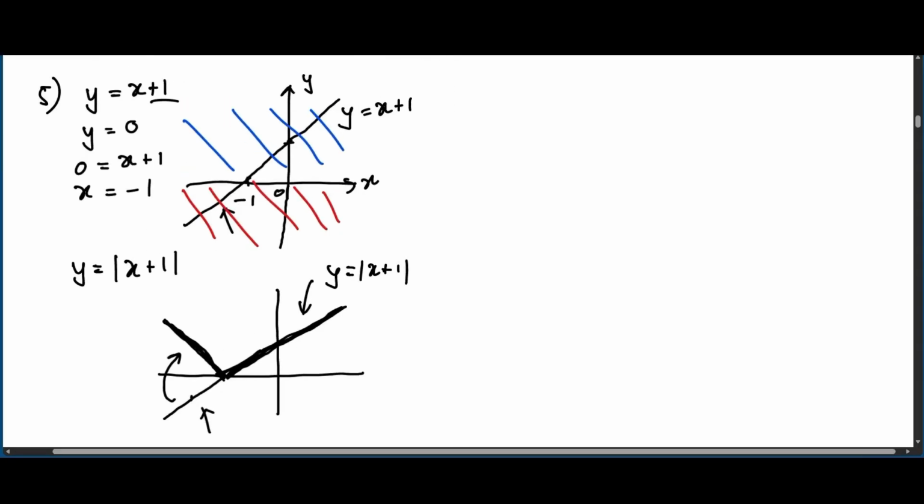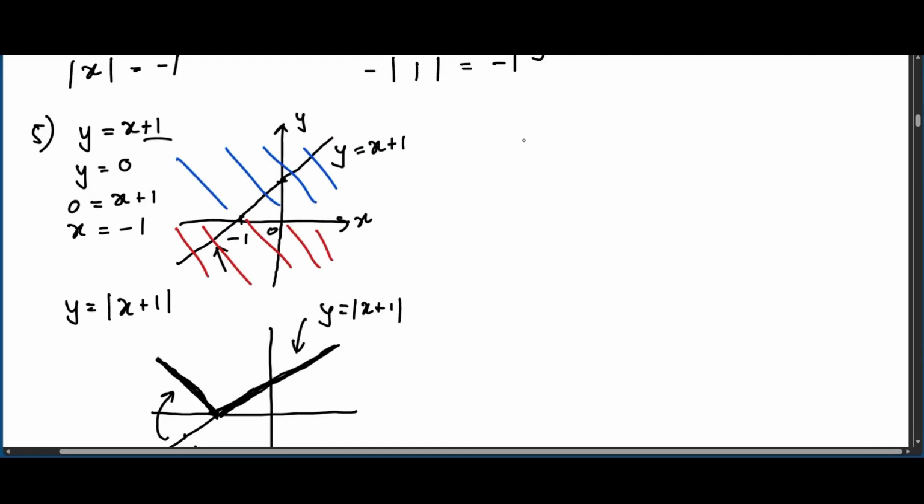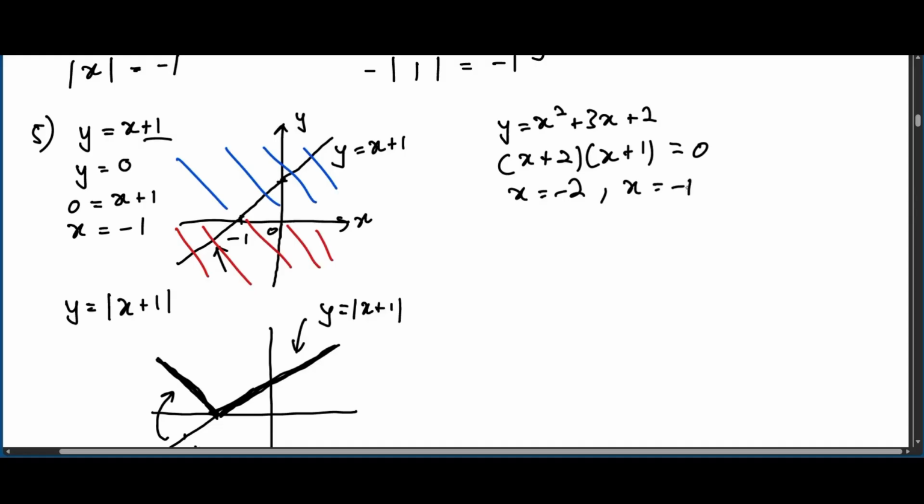So that's for a line. Alright, so let's talk about a quadratic equation for a non-linear case. Let's say you have an equation y equals x squared plus 3x plus 2. For this case, you get your roots as (x plus 2)(x plus 1) equals 0. Your roots would be x equals negative 2 and x equals negative 1. So those are your roots.